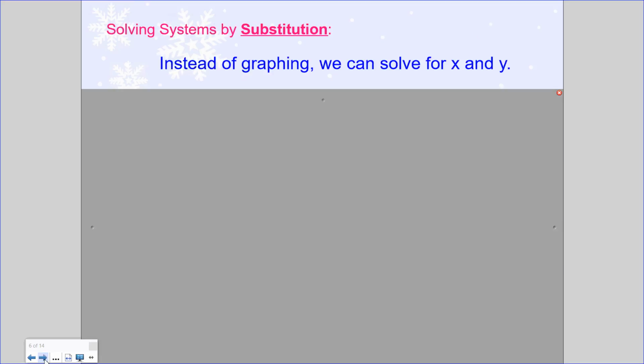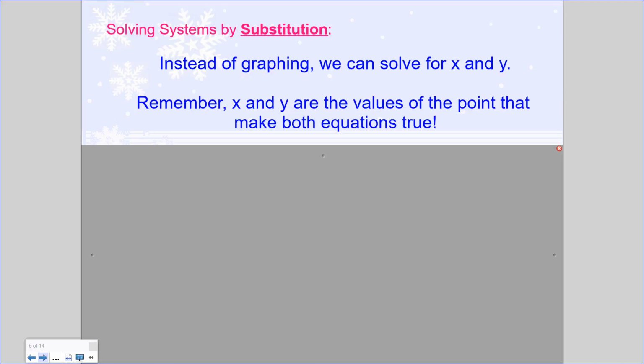So today we're going to explore solving systems by substitution. So instead of graphing, we can actually solve for x and y, and you'll find that this is often quicker, and we'll always give an exact solution rather than an estimate, especially when it's not a clean intersection. So we need to remember that x and y are the values of the point that actually make both equations true.